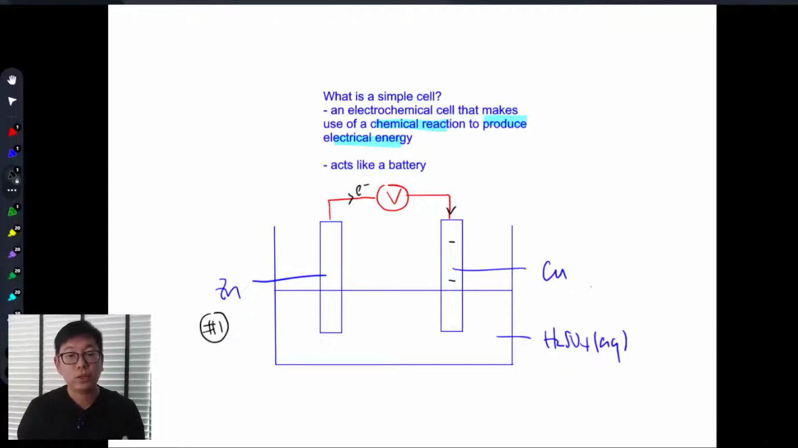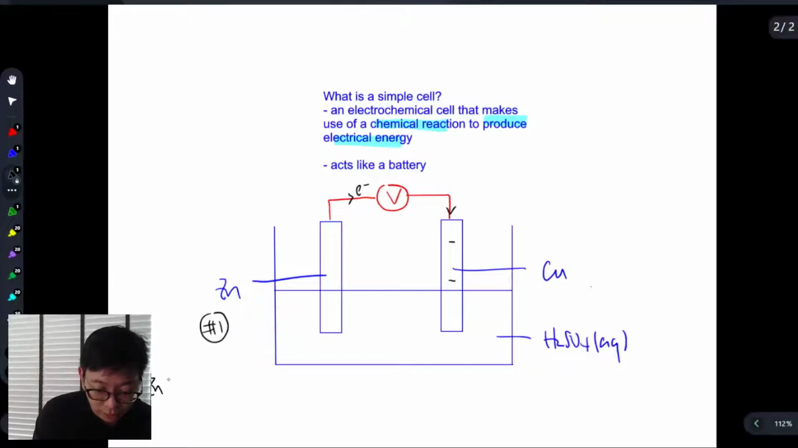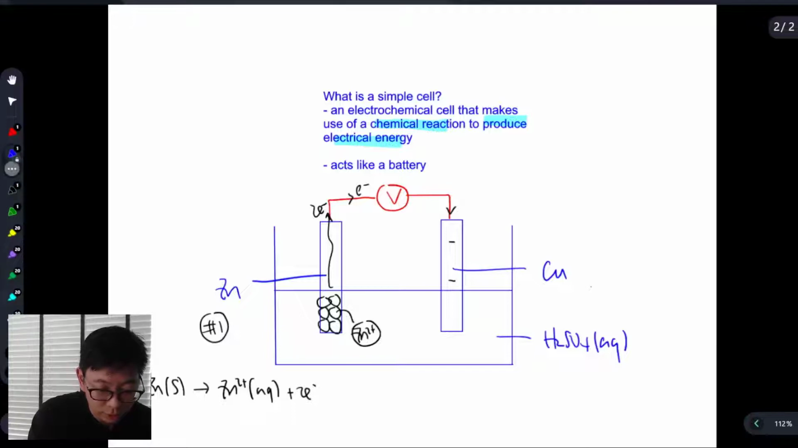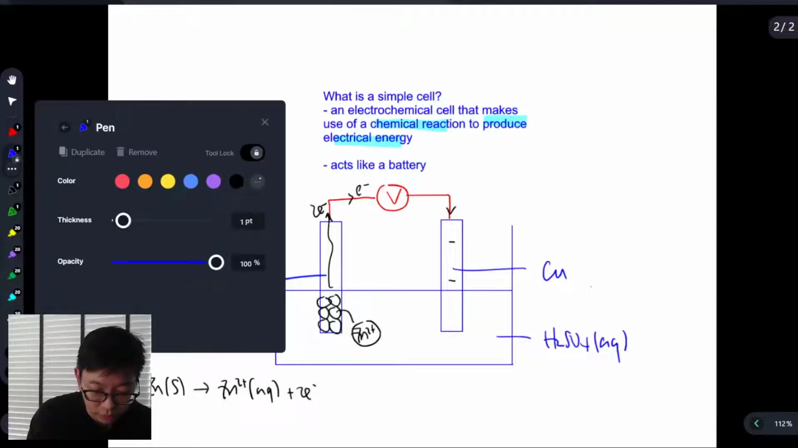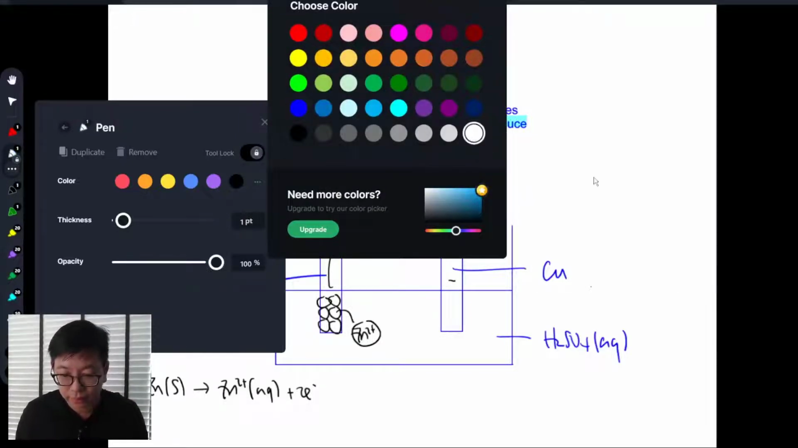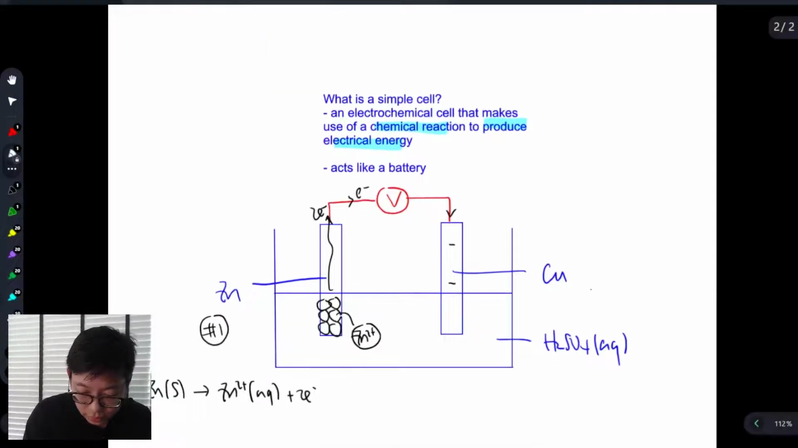Once you understand that, I'm also going to write an equation. Zinc forms zinc ions by losing electrons. If these were your zinc atoms, they would slowly make their way into the electrolyte, and as a result, 2 electrons go up. Your electrode becomes a lot smaller. Let me color it in white to give you an idea of what's going on. This atom goes into the electrolyte, so that's gone.